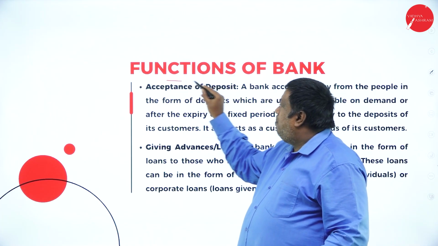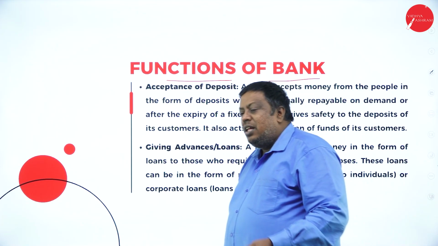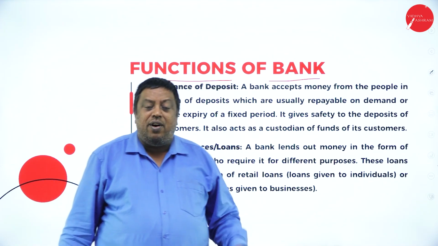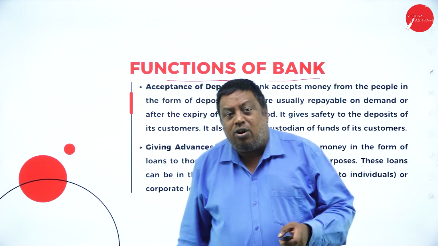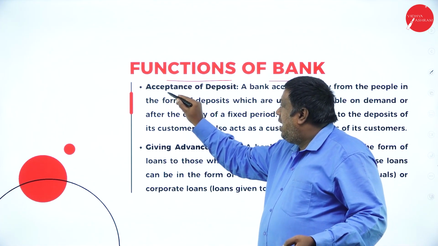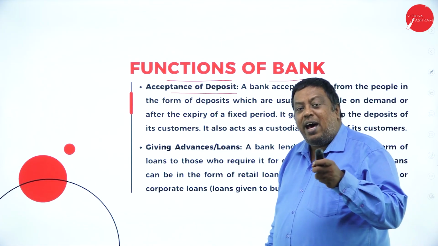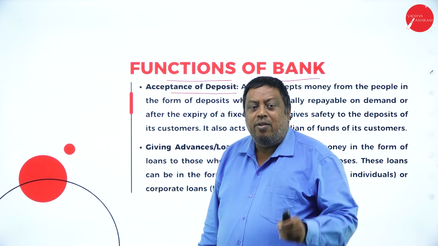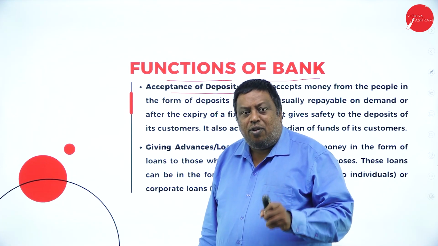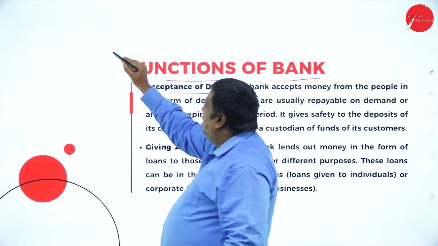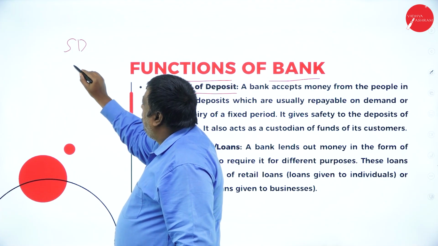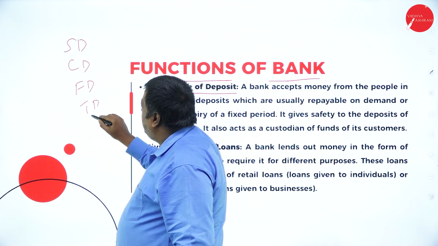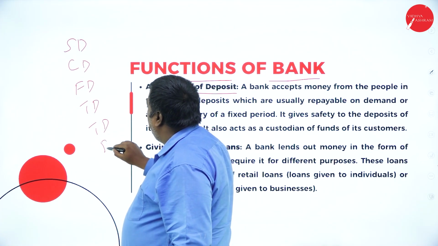The functions of banking, the next part, is an important question where they're going to ask you to explain briefly the functions of banking. In this concept, we have to write acceptance of deposits. The bank started to accept deposits from the public in the form of savings deposits, current deposits, fixed deposits, time deposits, term deposits, and recurring deposits.